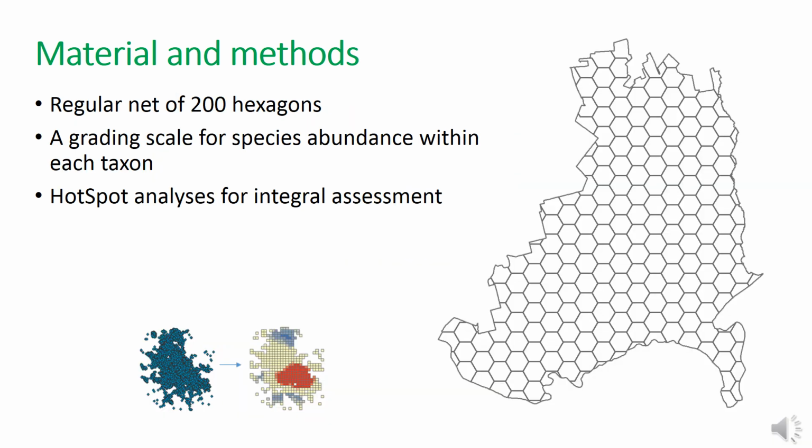Using QGIS methods, a regular grid net was made for the region, consisting of 200 hexagons, each with an area of about 5,000 hectares. A grading scale was developed to assess species diversity of each taxon. Given the significant differences in species abundance among selected taxa, ranked scores were standardized. Therefore, the data from zoological studies were correlated with the regular net of hexagons. For the integral assessment, the hotspot method was also used.